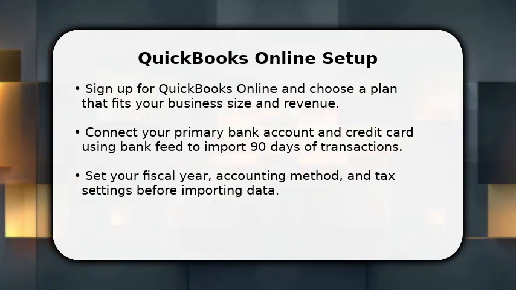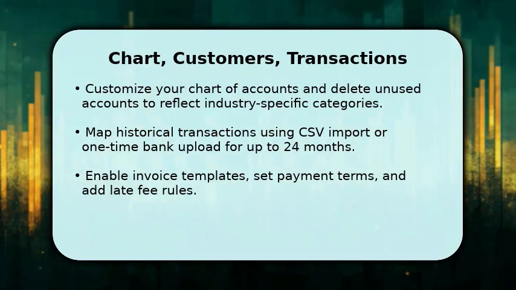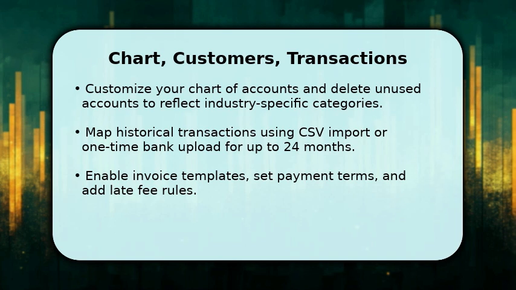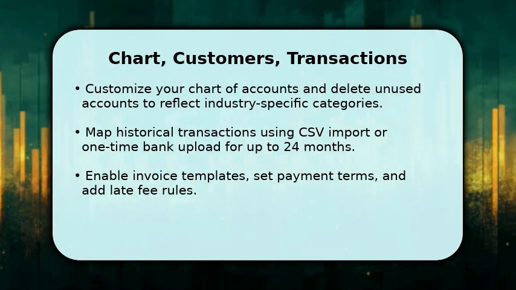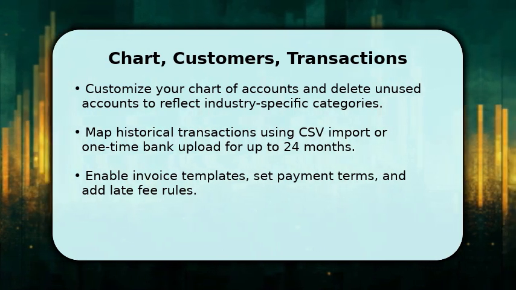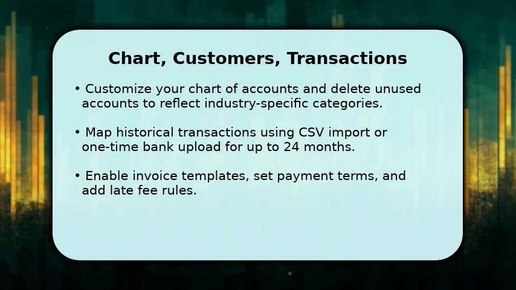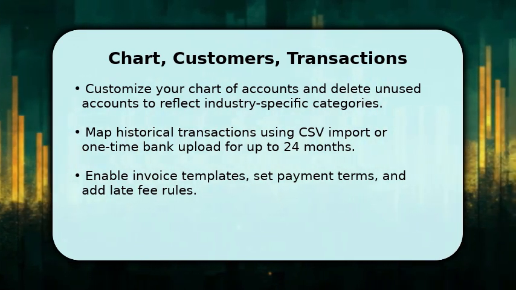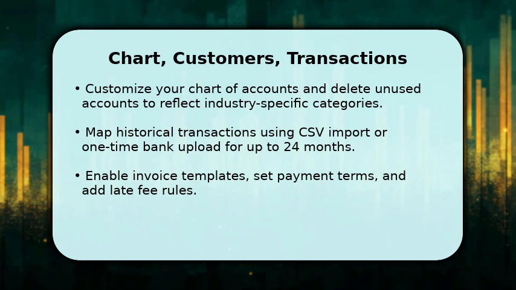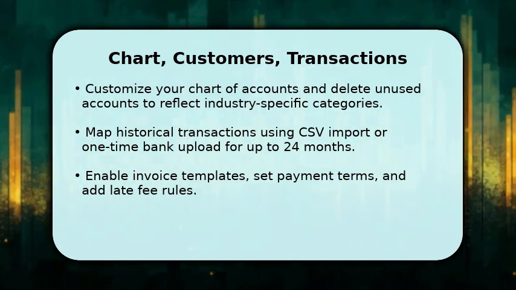Customize your chart of accounts and delete unused accounts to reflect industry-specific categories using income, expense, asset, liability, and equity groupings. Add customer and vendor records with contact info, payment terms, tax-exempt status, and default products or services. Map historical transactions using CSV import or one-time bank upload for up to 24 months, matching dates, amounts, and accounts.